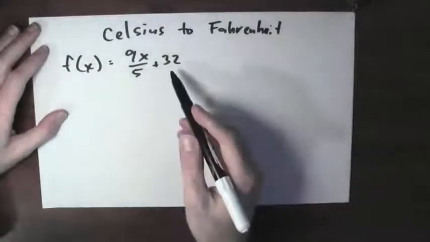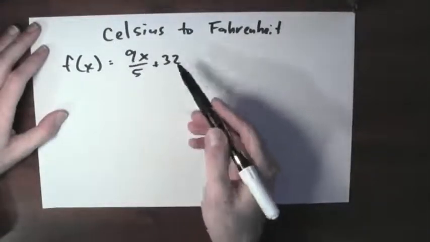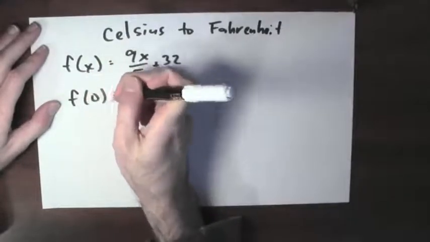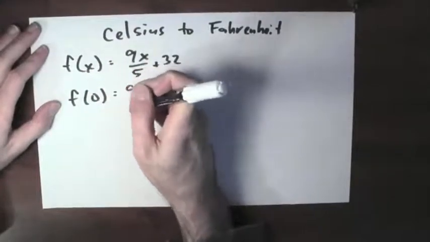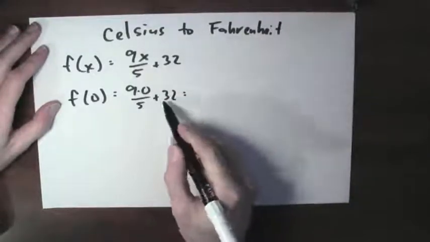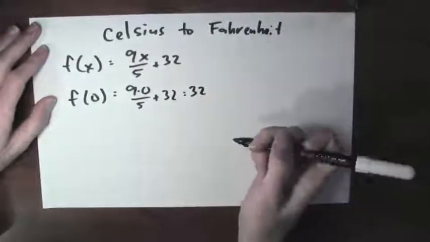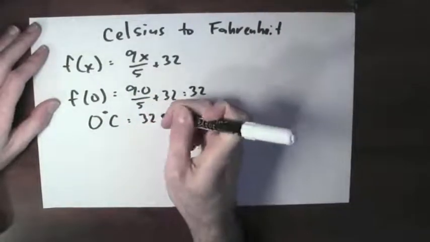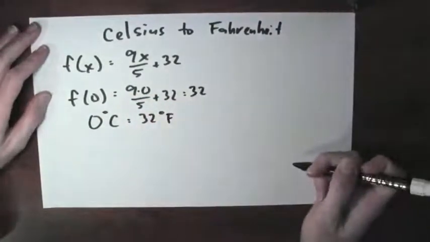So this is just a linear function. It's going to be a number times x plus a number. And let's take a look. What's f of 0? That'd be 9 times 0 over 5 plus 32. Well, that's 0 plus 32. That's just 32. And of course, 0 degrees Celsius is the same thing as 32 degrees Fahrenheit.